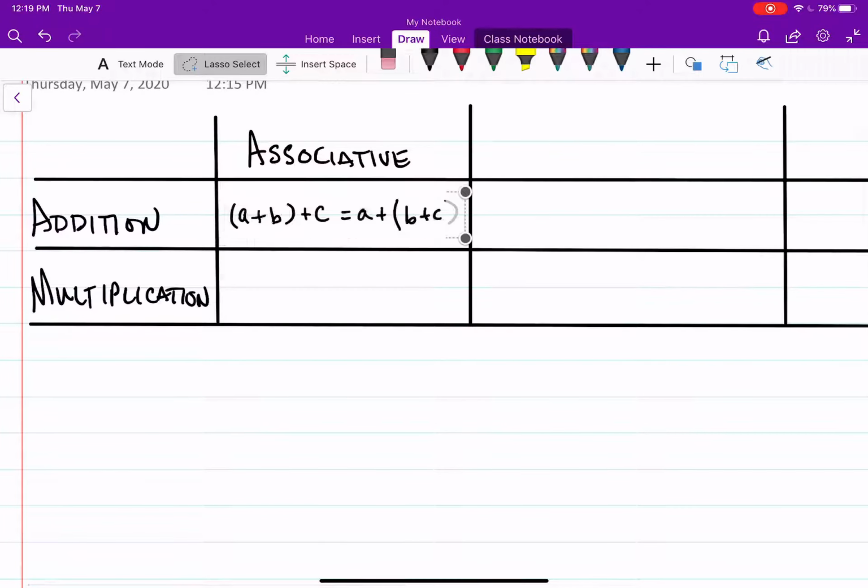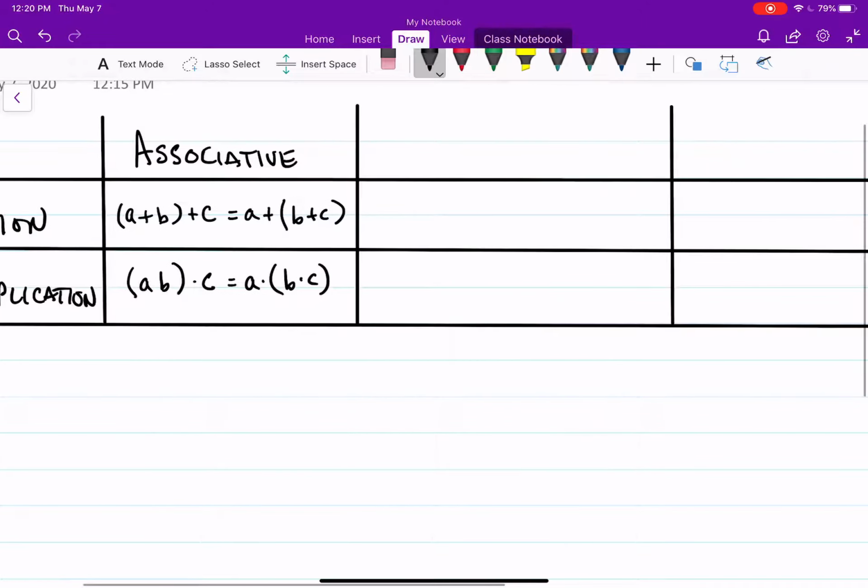Okay, so how about multiplication? The associative property of multiplication says the same thing, except it's multiplying. So let's say I multiply A and B first, then multiply by the C. But I could also multiply the B and C first, then multiply the A. Either way is fine, it's not a big deal. These will give you equivalent expressions, so you are good there.